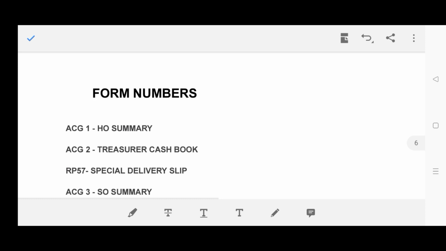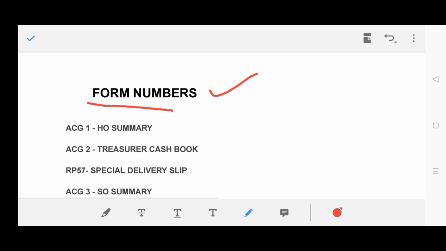Next, we will see some form numbers. These are very useful for PASA examination and IPO examination also. These are the form numbers we generally know, the various forms that we know. These are very useful for examination purposes. Also, we need to know ACG1, that is HO summary. Form numbers are very important.